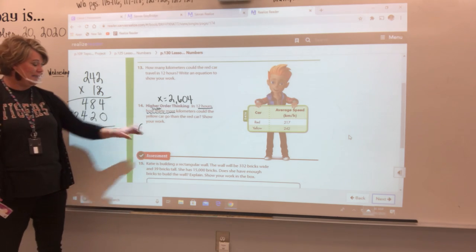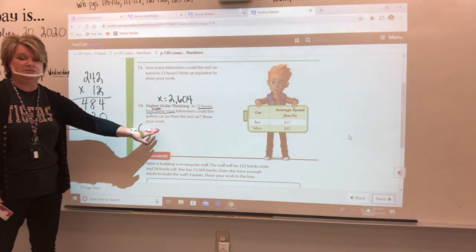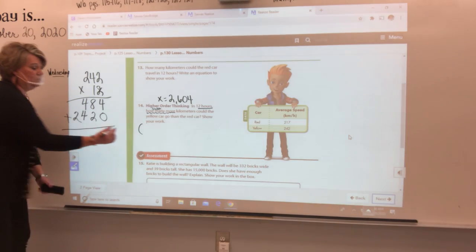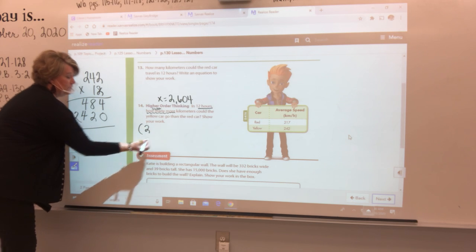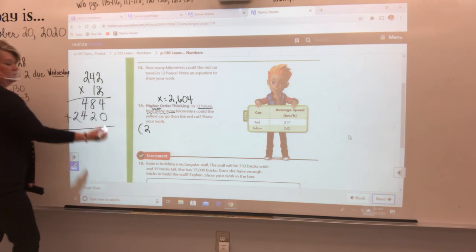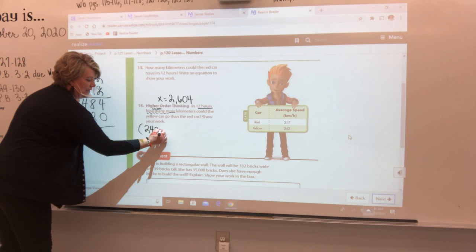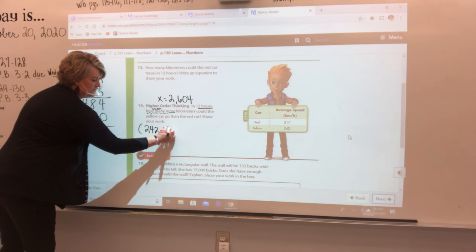So how did we get the answer for the yellow car? What did we do right here? Tell me the numbers. 200, what? 42 times what? 12. That's the first thing we did.